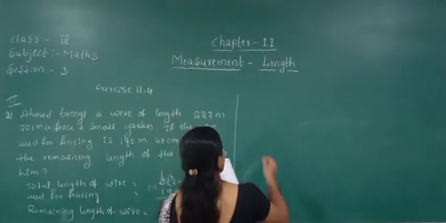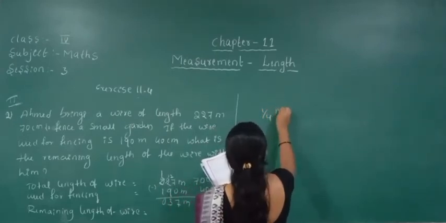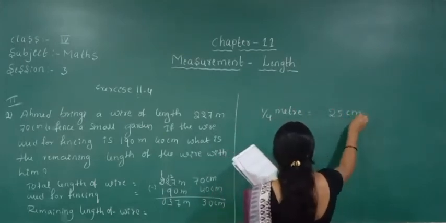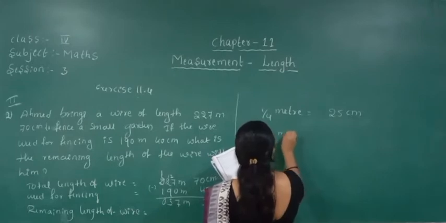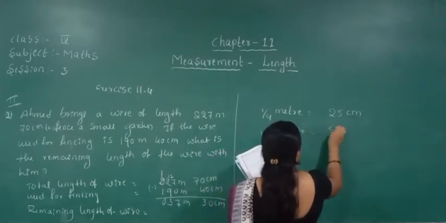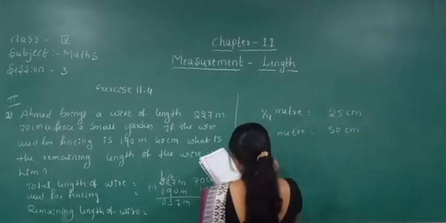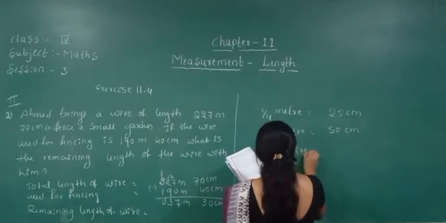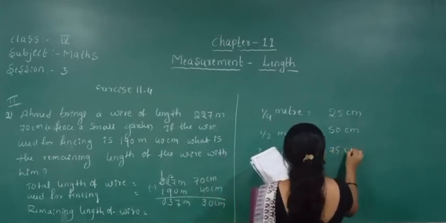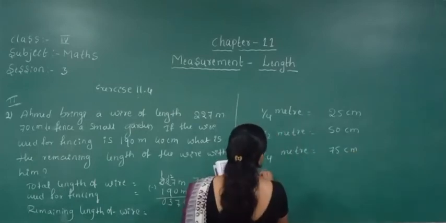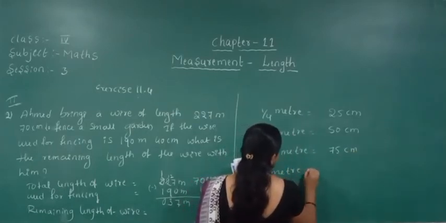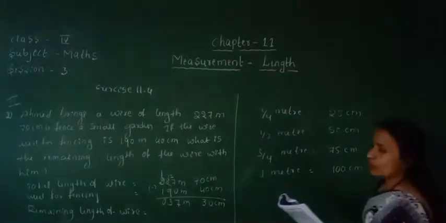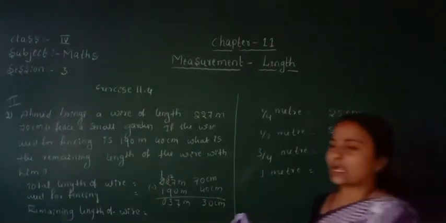Now we can see here. So 1/4 meter is equal to 25 centimeters. Okay, mind this one. So next 1/2 meter is equal to 50 centimeter. Yes. 3/4 meter is equal to 75 centimeter. Yes, 1 meter is equal to 100 centimeter. So mind it, that is given here.